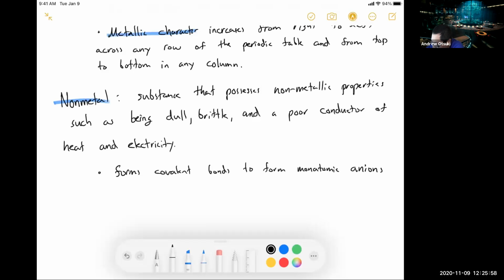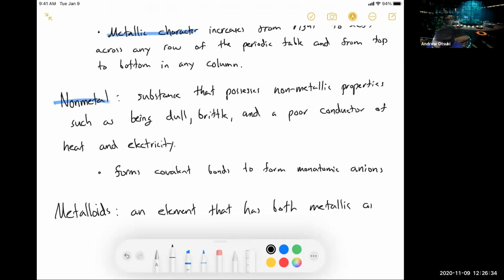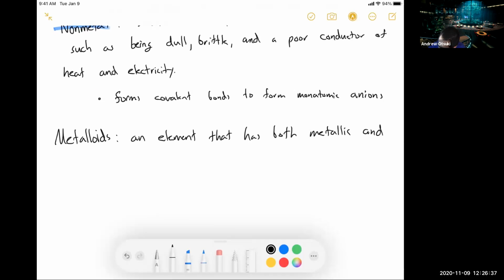So, like, we'll talk more about what that means in the next chapter, because we'll be talking about covalent bonds and ionic bonds. Lastly, we have metalloids. And there are elements, or an element, that has both. Has both metallic and non-metallic properties.